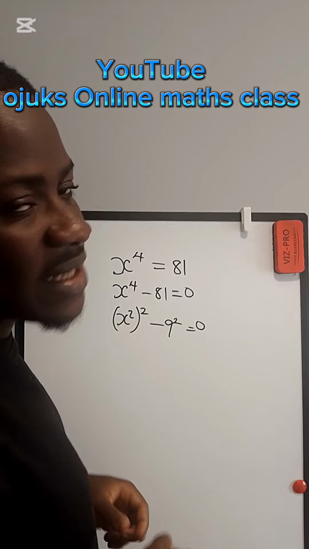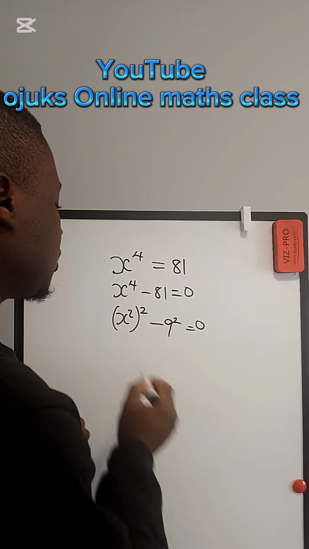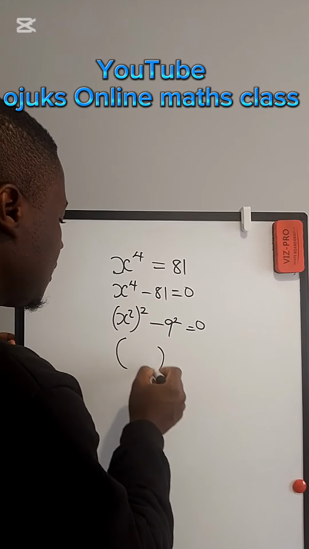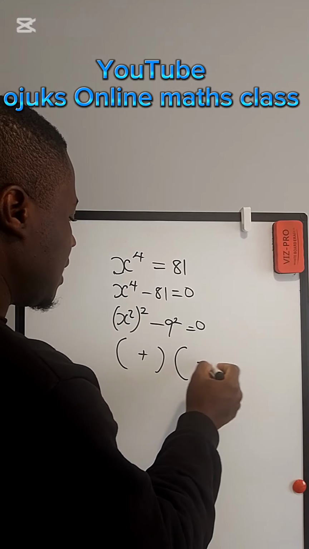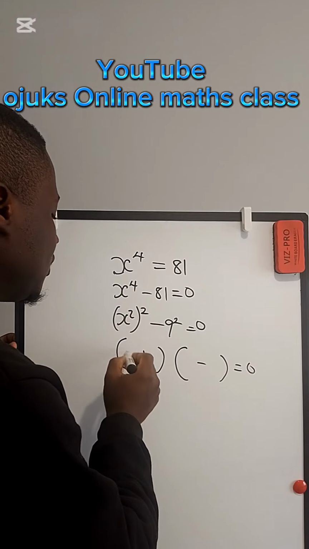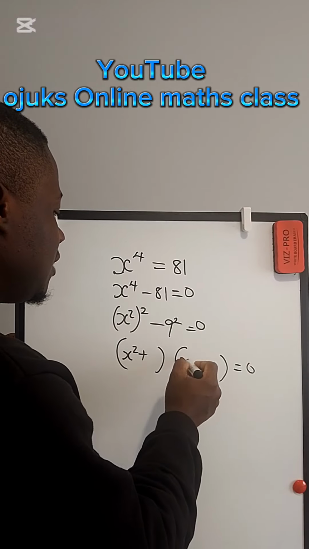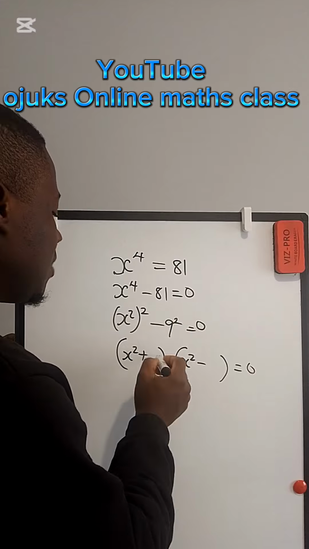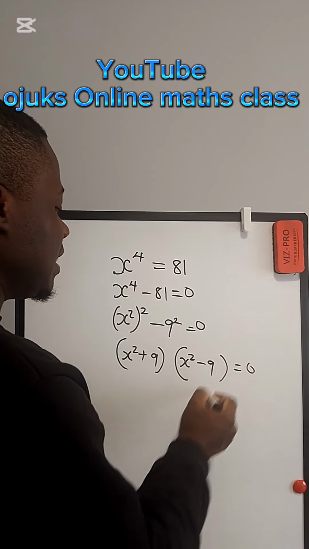Now, applying the concept of difference of two squares, just open 2 brackets, plus in one and minus in the other one, equals 0. So x squared is squared here, so we have x squared, one of it here, then the other here. 9 is squared here, we have one of it here, 9, the other here.